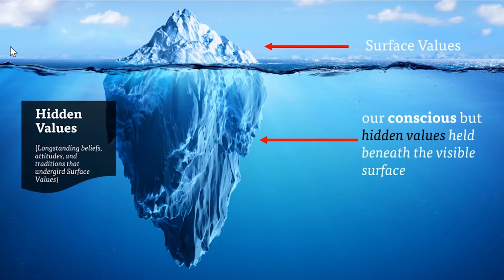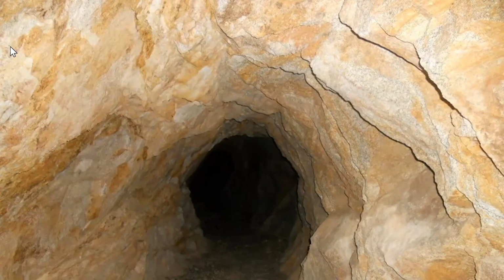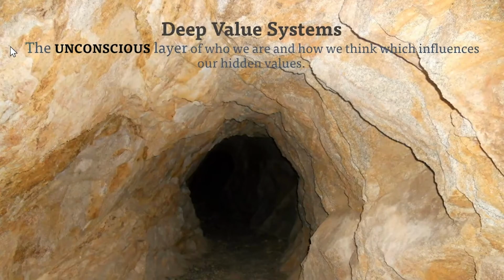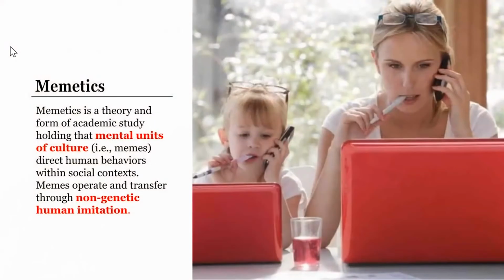So our conscious but hidden values are beneath the visible surface. Then we have these deep values, those unconscious values that influence the hidden values. And those deep values are where we find our memes. Memetics is a theory and form of academic study holding that mental units of culture direct human behavior within social context. Memes operate and transfer through non-genetic human imitation.